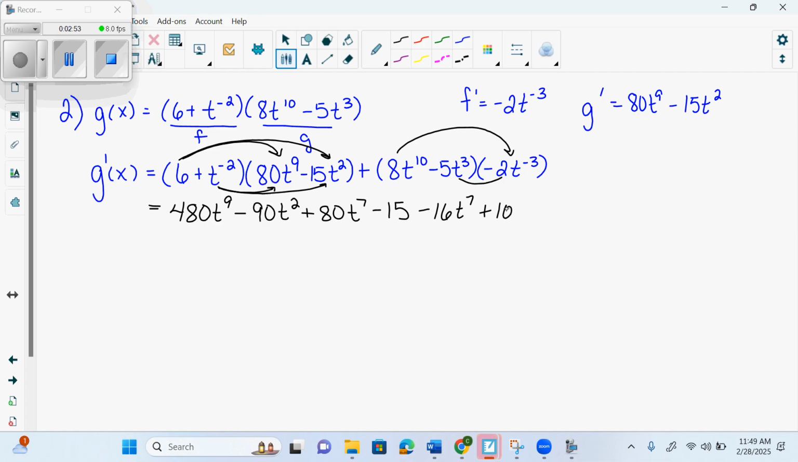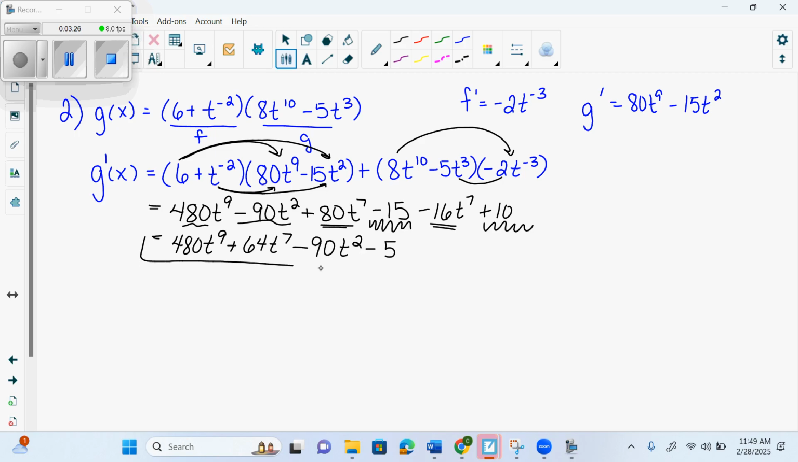Yeah? Nothing crazy. Okay, then we collect like terms. So we get 480 T to the 9. 80 minus 16 is what? 64 T to the 7. And then minus 90 T squared. And then what's negative 15 plus 10? Negative 5. Is there anything I can take out of all of them? The answer is no.